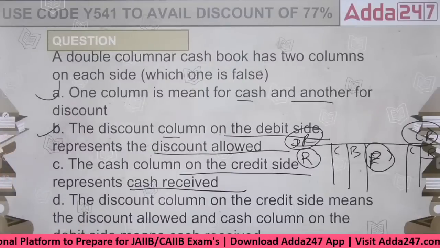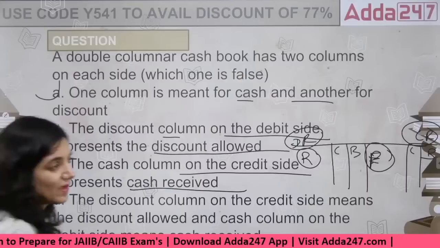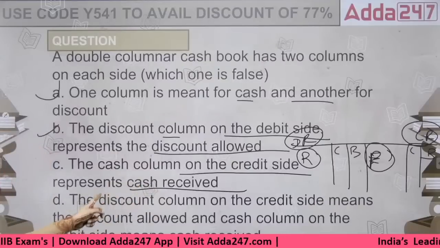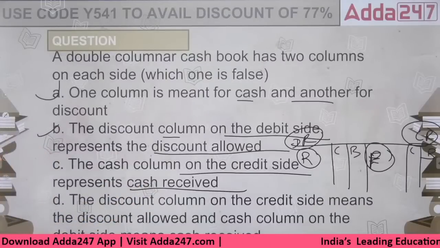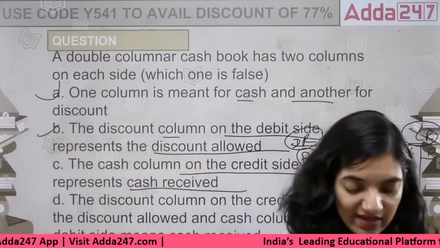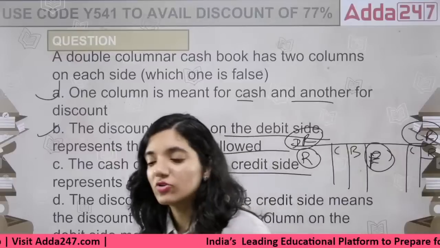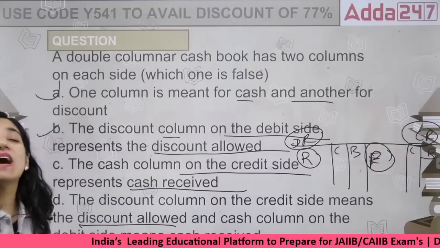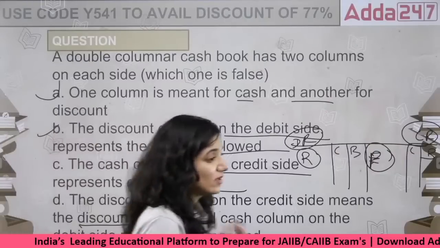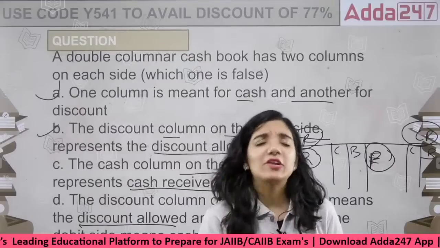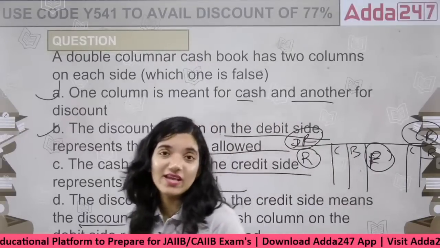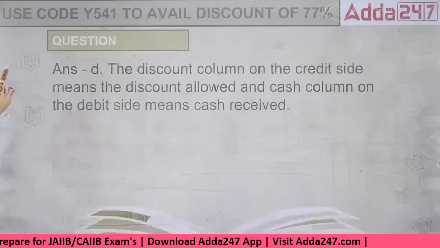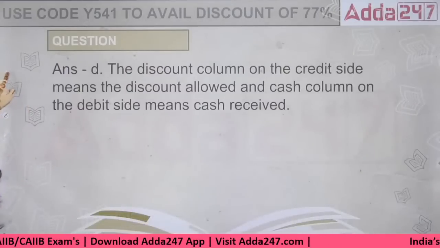Then the discount column on the debit side basically represents the discount allowed. Expenses are debited, so discount allowed is also there. The cash column of the credit side represents cash received. That's also correct. So in that case, if the first three are correct, the incorrect point is going to be the discount column on the credit side means discount allowed. Expenses are debited. We are allowing someone an expense, that, sir, you cannot pay me the entire amount, it's fine, just pay a bit of it, the remaining is your discount. We are basically losing a part of our money. So it would be covered under the point D, right? That's false. Now moving on to the next point.